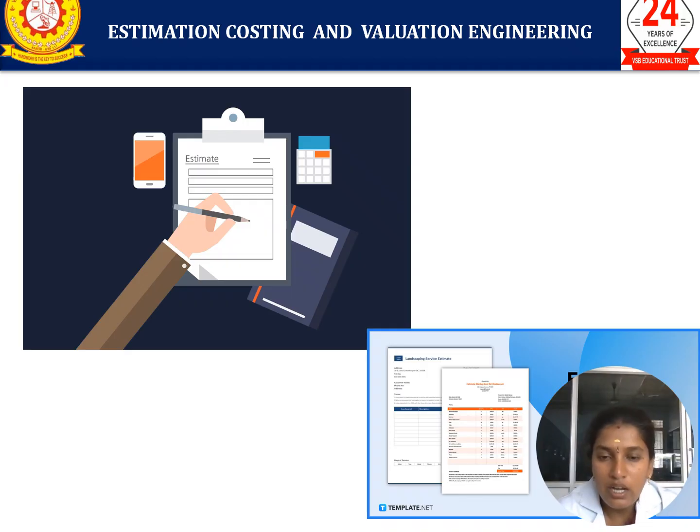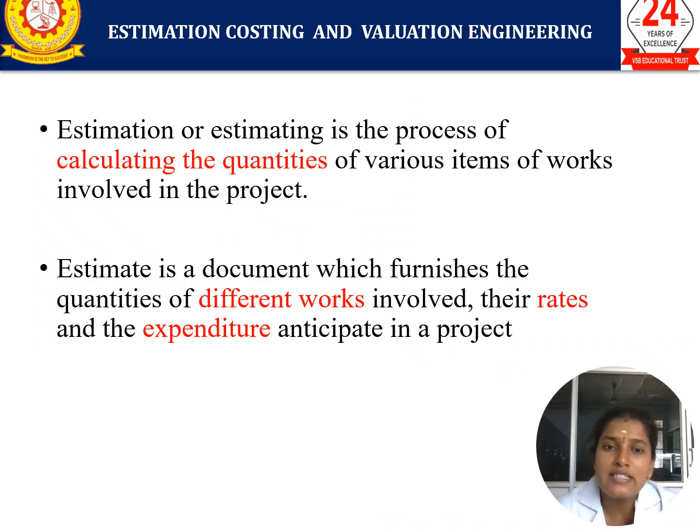So here I'm providing some images for estimate and estimation. So we have some difference here. So what is the estimation or estimating, and what is estimate, right? The estimation is nothing but a process of calculating the quantities of various items of work involved in the project. If you are constructing a home, there are different items of work involved. So we can calculate these one by one by using some process, right? The calculation of quantities, so that process is called estimating.